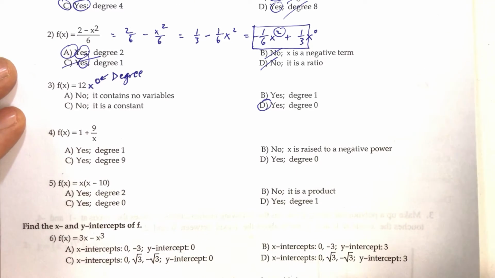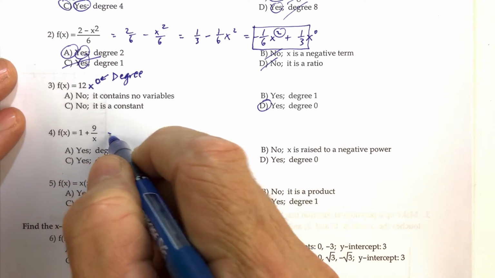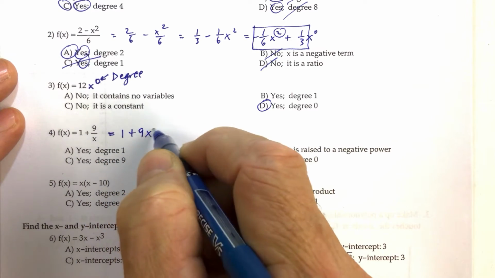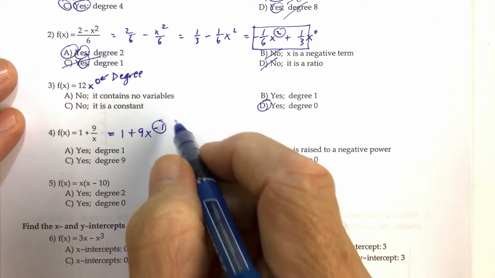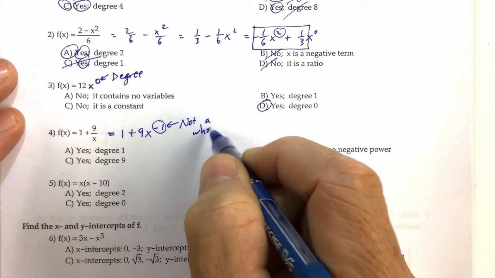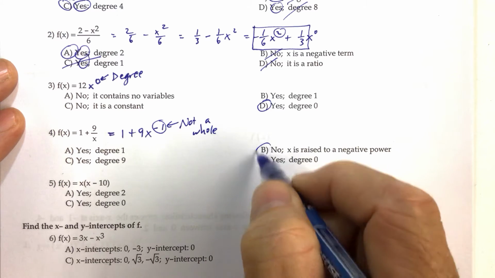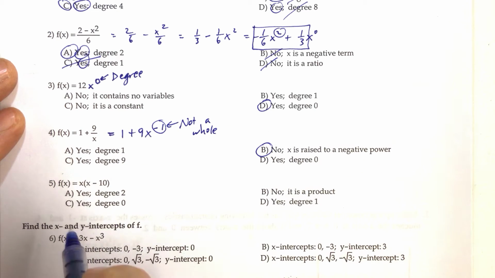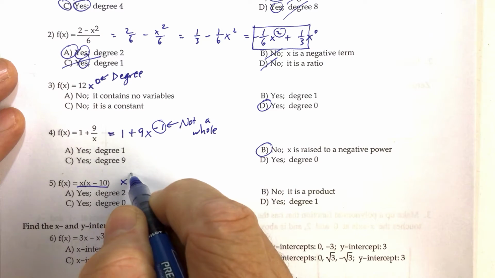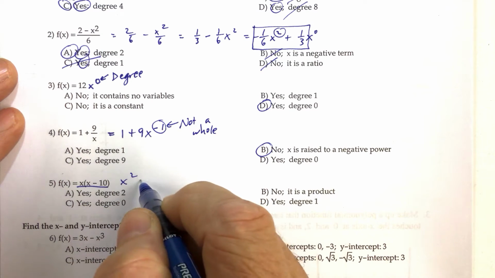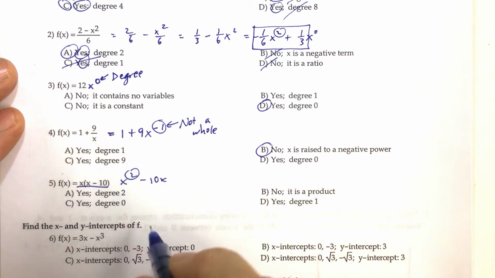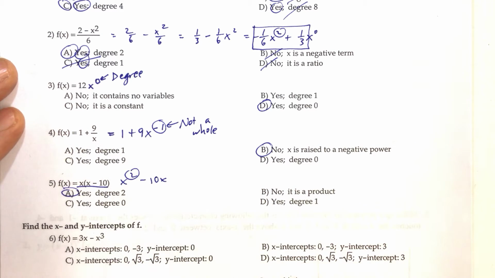For number 4, 1 plus 9 over x can be written as 1 plus 9 times x to the negative 1. Negative 1 certainly is not a whole number. Okay, so this one is not a polynomial. And then this function here, if you write it in standard form by distributing the x, we get x squared minus 10x. So certainly degree 2, yes, degree 2.